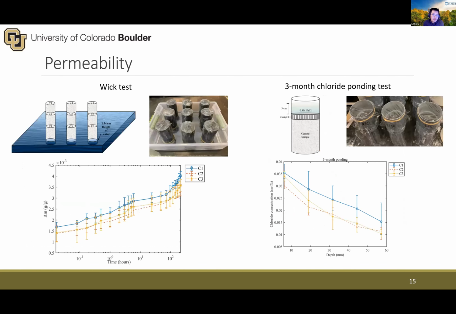And the last one is about permeability. Here we conducted the wick test and also the chloride ponding test for 3 months. From the testing results, it can be pretty obviously captured that the water permeability and also the chloride concentration decreased when you add the carbon nanofibers into the UHPC mix.